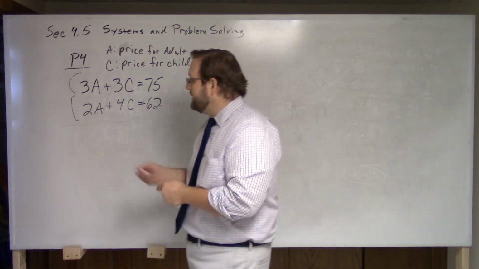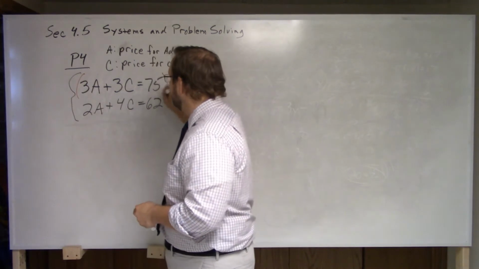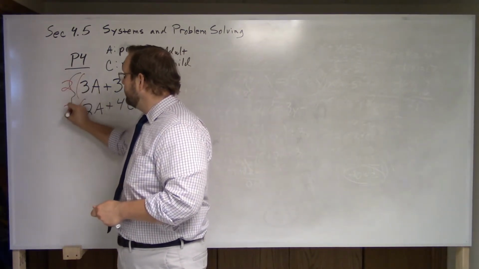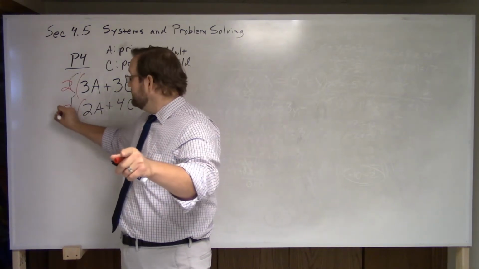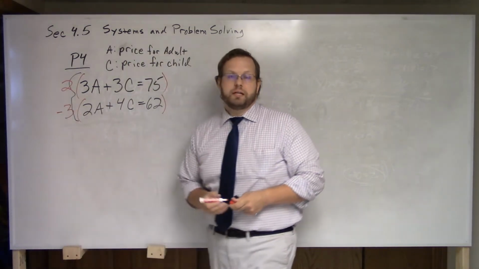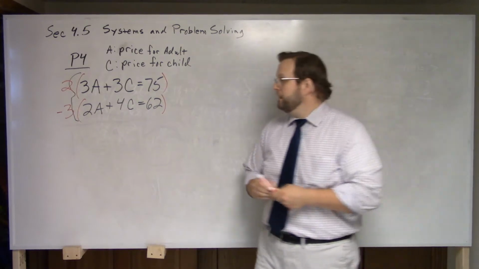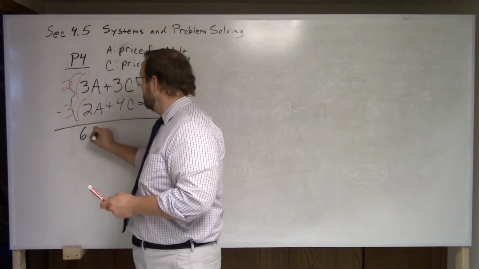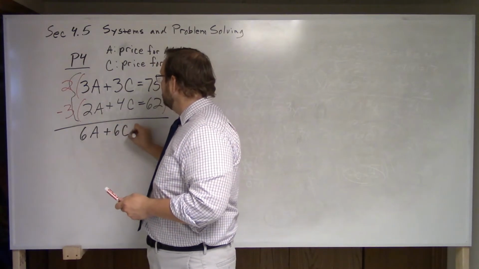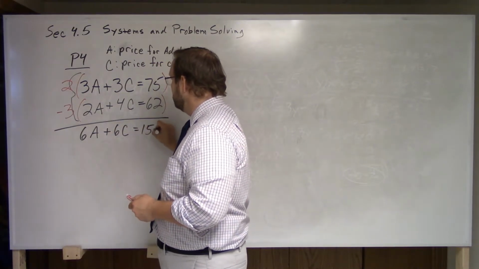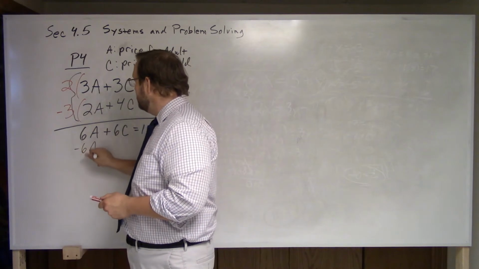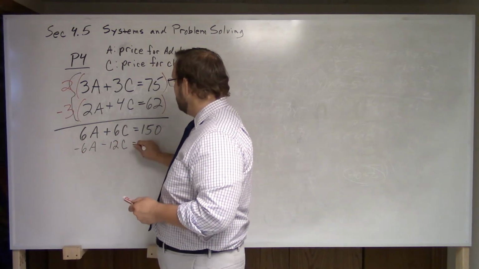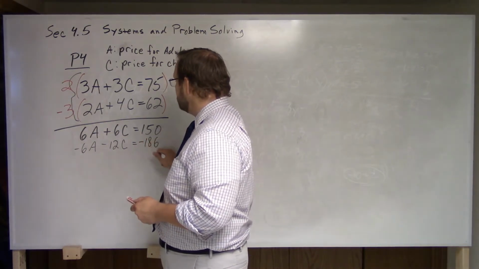So I'm going to eliminate them by turning them both into a 6. That would be a 2 here and a 3 here. But remember, they have to be opposites. So I'm going to put a negative on one of them. Okay? Now what that gives me is a 6A plus 6C equals 150. The negative 6A minus 12C equals negative 186.